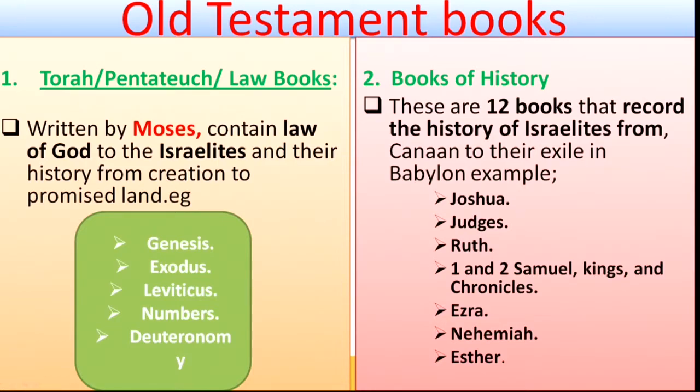The second category, we have the books of history. The books of history are 12 in number, and as the name suggests, they record the history of Israelites from the time they entered the promised land, that is Canaan, to their time in exile, that is in Babylon. Examples of these books: we have Joshua, Judges, Ruth, 1st and 2nd Samuel, 1st and 2nd Kings, 1st and 2nd Chronicles, Esther. The 12 books record the history of Israel from the time they entered the promised land, Canaan, to the time they went to Babylon as the exiles.